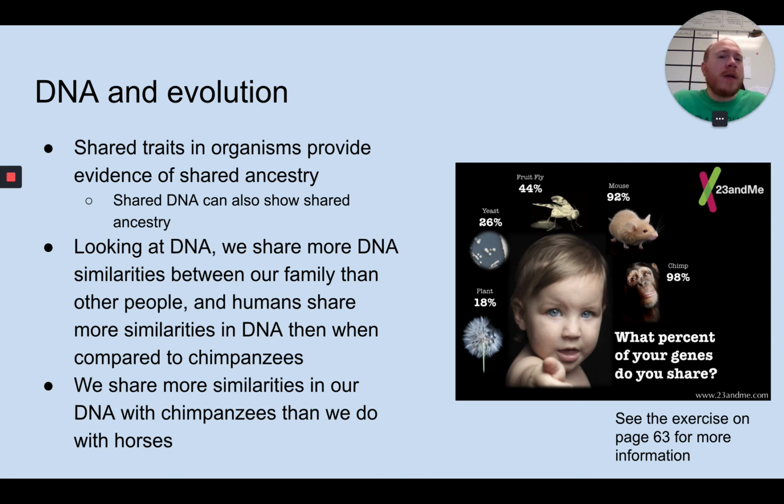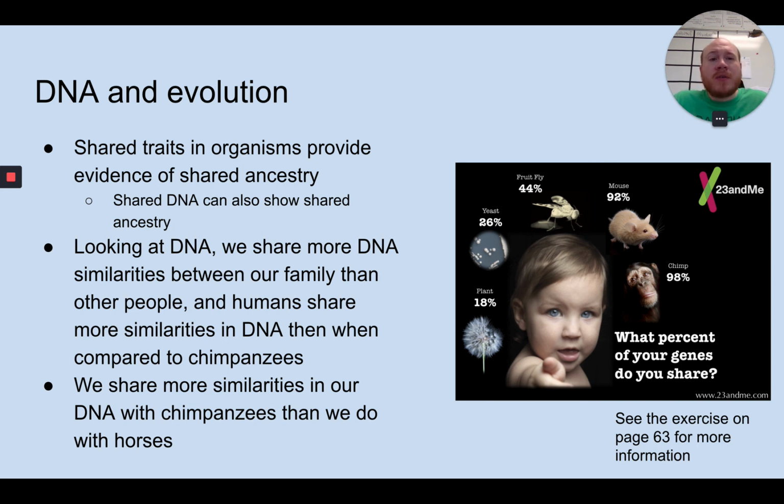We can look at certain markers within our DNA, certain sections or genes, and we can compare them to other people, and we can use that to help us determine if we're related to somebody or not. So when we're looking at DNA, we share more DNA similarities within our family than with other people. So if you have siblings, your DNA will be much more similar to your siblings than it will be to the random stranger that lives across the street.